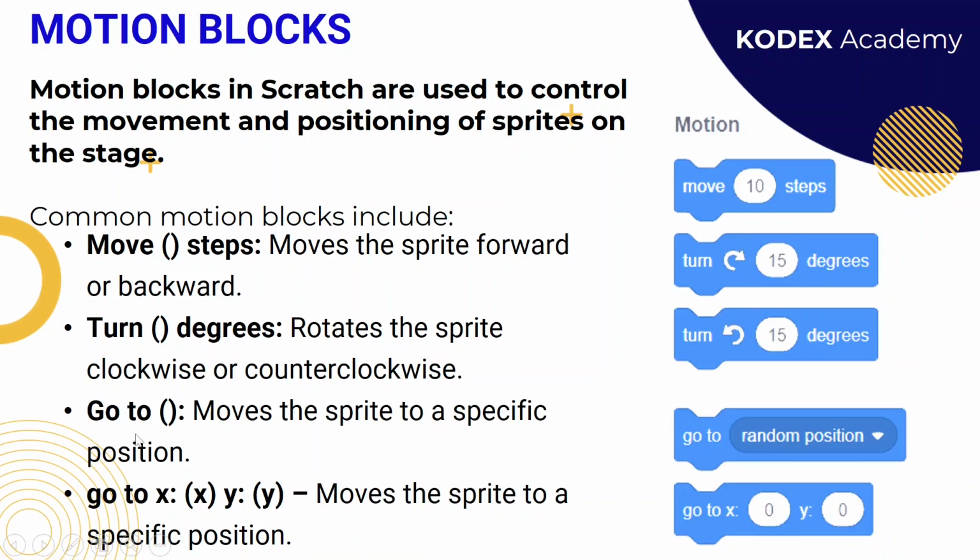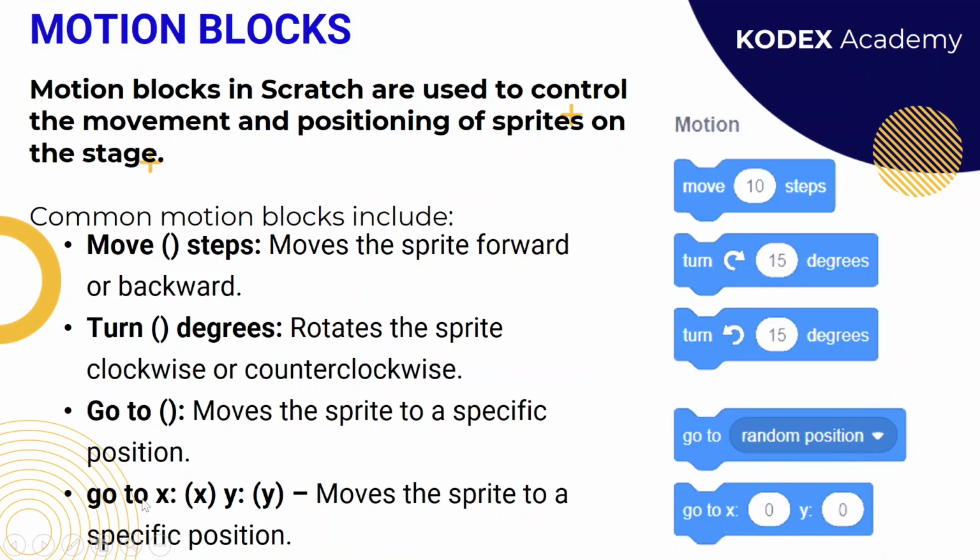Now the next one is go to. Go to shows the movement, meaning you want to move your sprite to a specific position. You want to change to a random position, like whenever you click the flag, automatically your sprite will move to a different place on the sprite area. So on the basis of that you can choose the random position, and you can choose the mouse cursor as well for this.